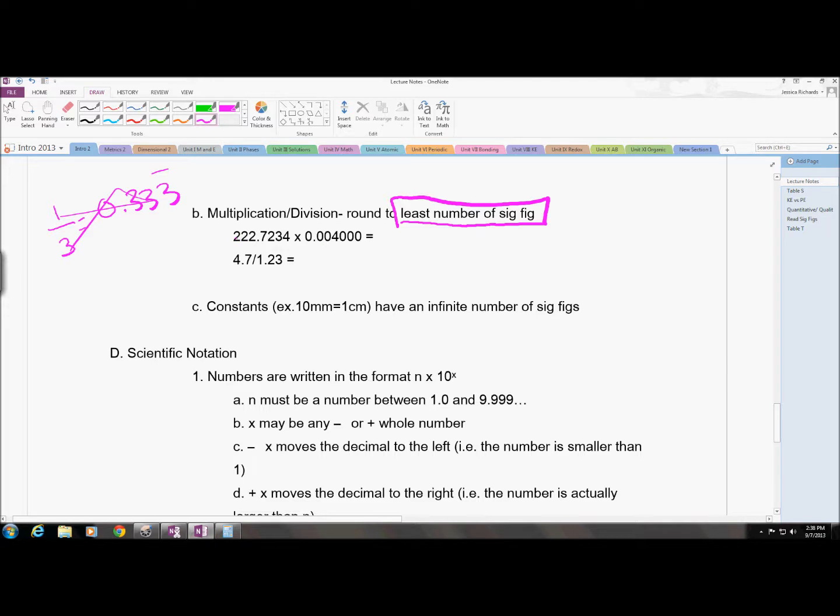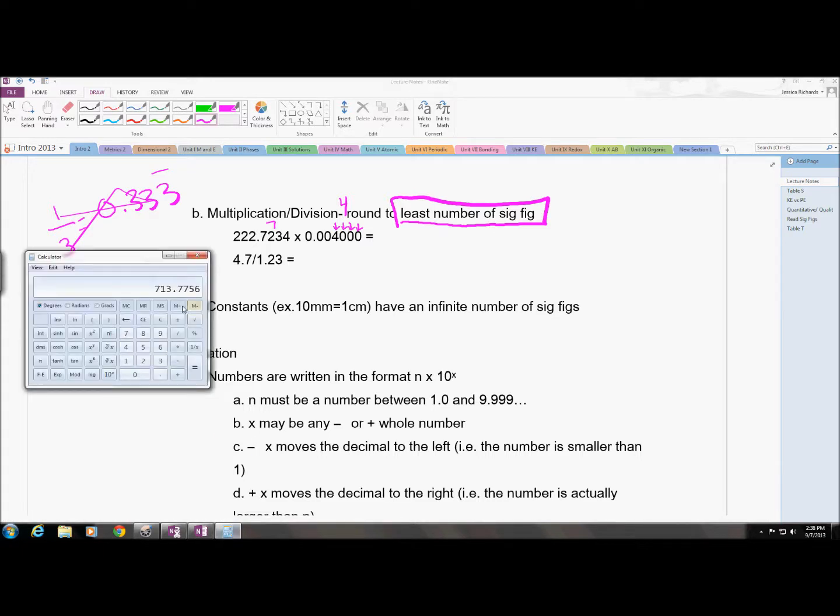So this number has 1, 2, 3, 4, 5, 6, 7 sig figs. This one only has, here's my counting number. Does it end in 0? Yes. Is there a decimal? Yes. So that guy counts. Do these zeros fall in between anything I've marked? No. Do these zeros fall in between what I've marked? Yes. So those two count. So this guy has 4. This one has 7 sig figs. This one has 4. My answer is going to have 4 significant figures.